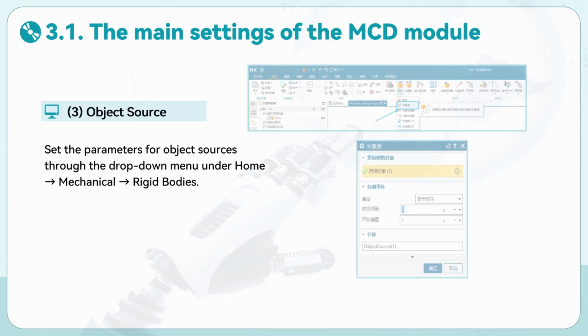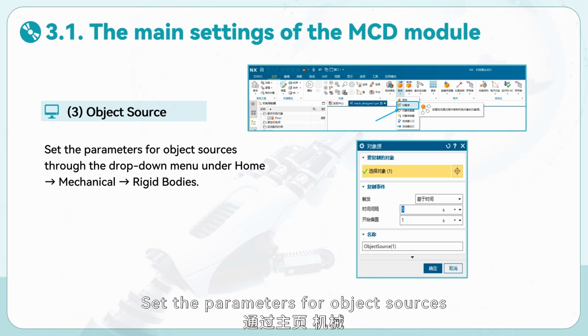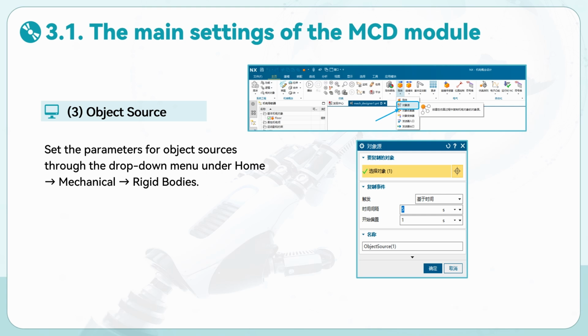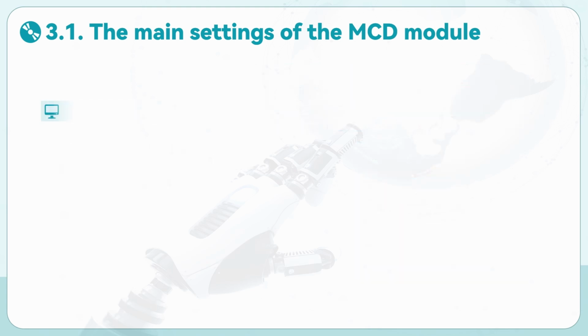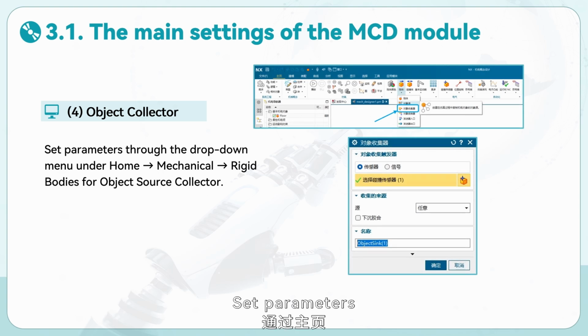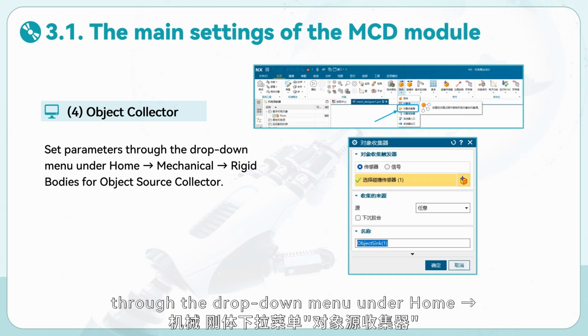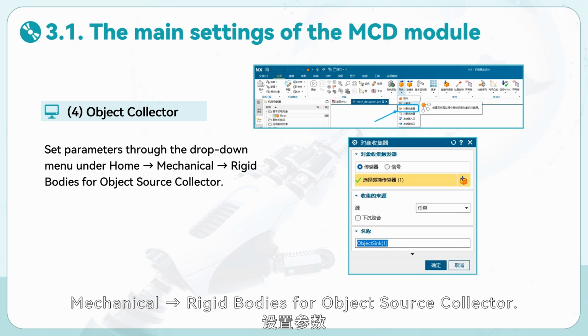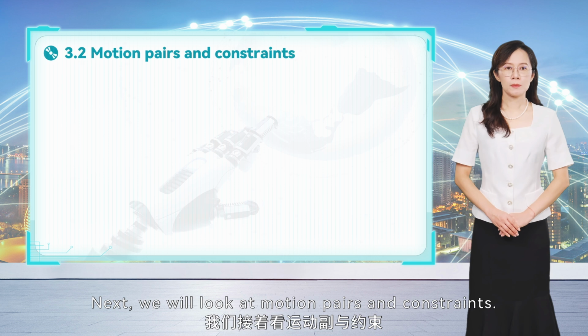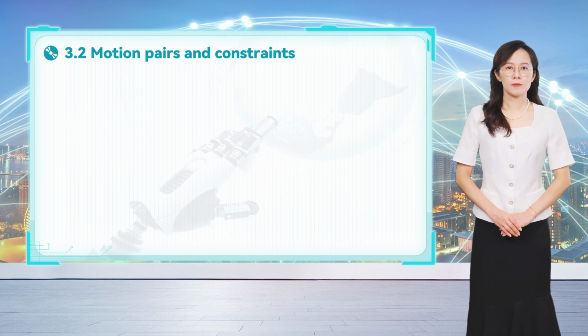Object source. Set the parameters for object sources through the drop-down menu under Home, Mechanical, Rigid Bodies. 4. Object collector. Set parameters through the drop-down menu under Home, Mechanical, Rigid Bodies for object source collector. Next, we will look at motion pairs and constraints.